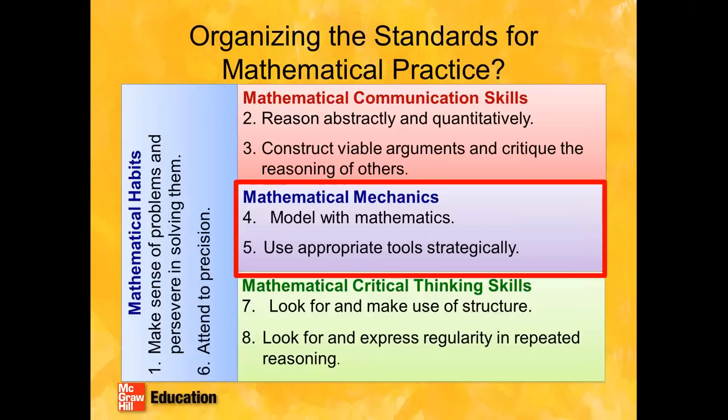Today, we're going to look at the mathematical mechanics, Standards 4 and 5: modeling with mathematics and using appropriate tools strategically.